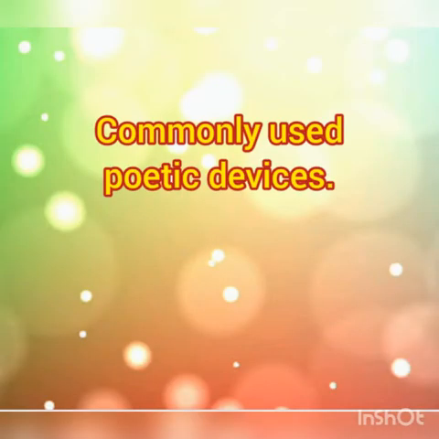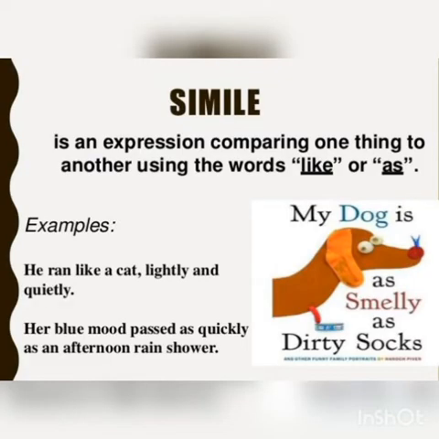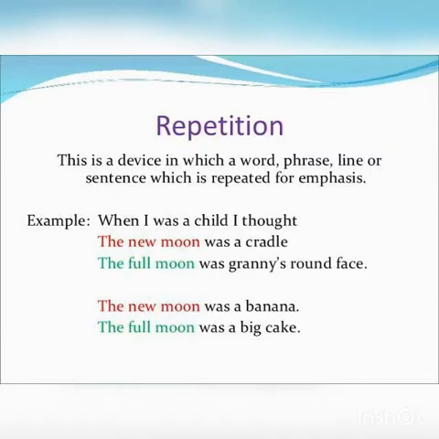Commonly used poetic devices. Simile. It is an expression comparing one thing to another using the words like or as. Examples: He ran like a cat, lightly and quietly. Her blue mood passed as quickly as an afternoon rain shower. My dog is as smelly as dirty socks.